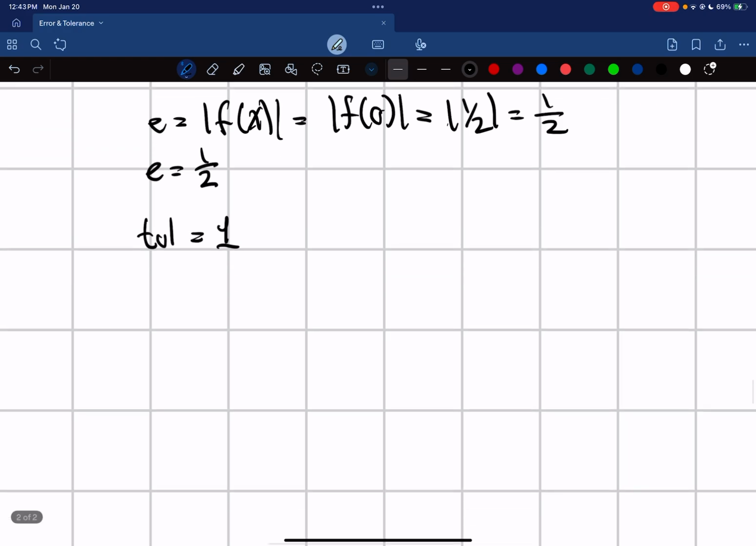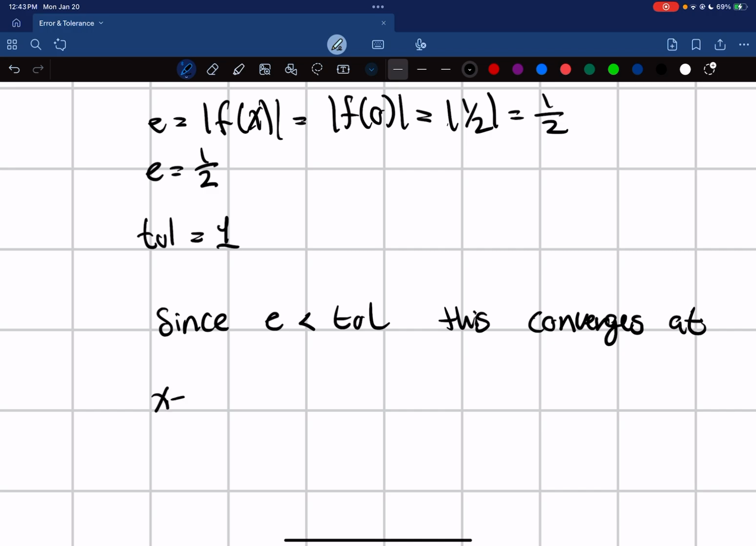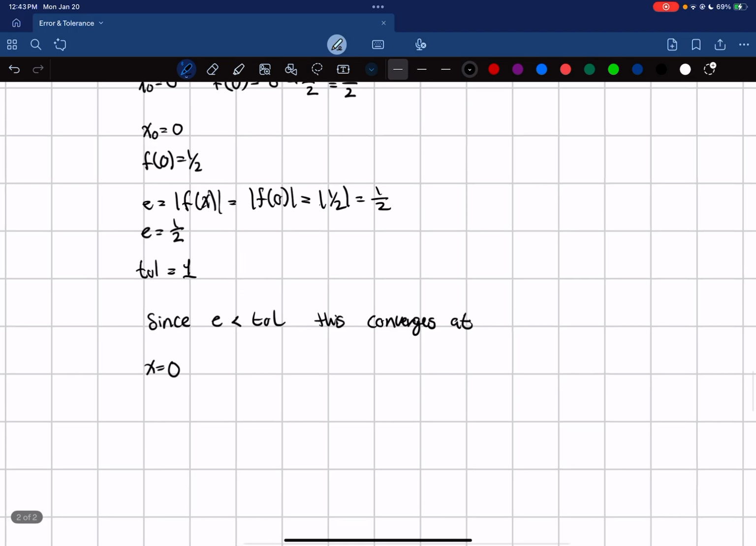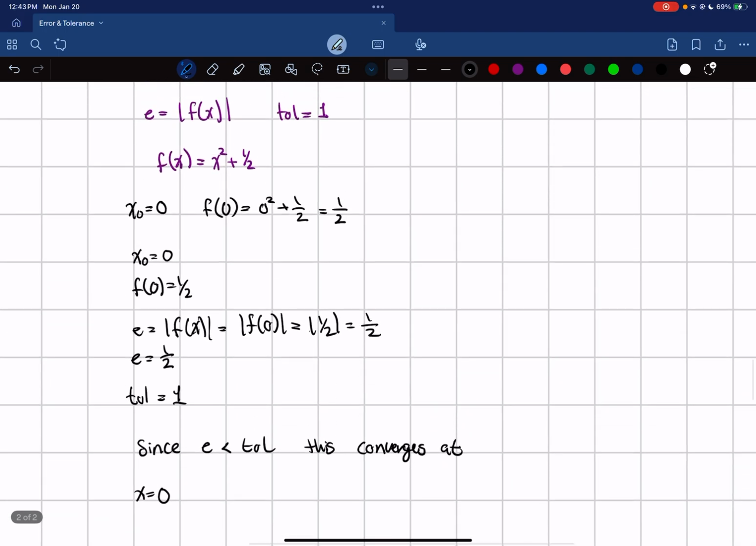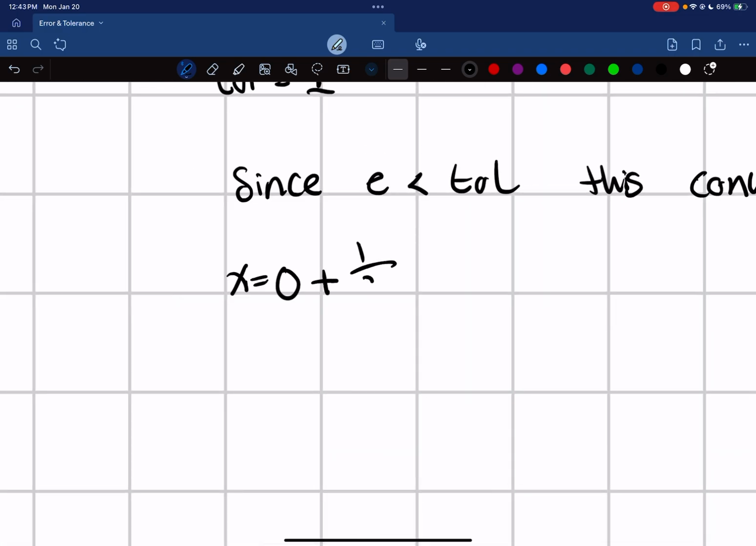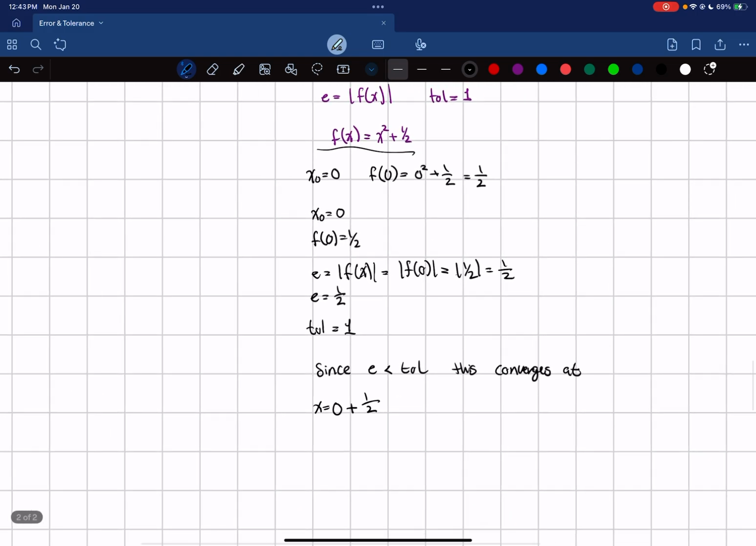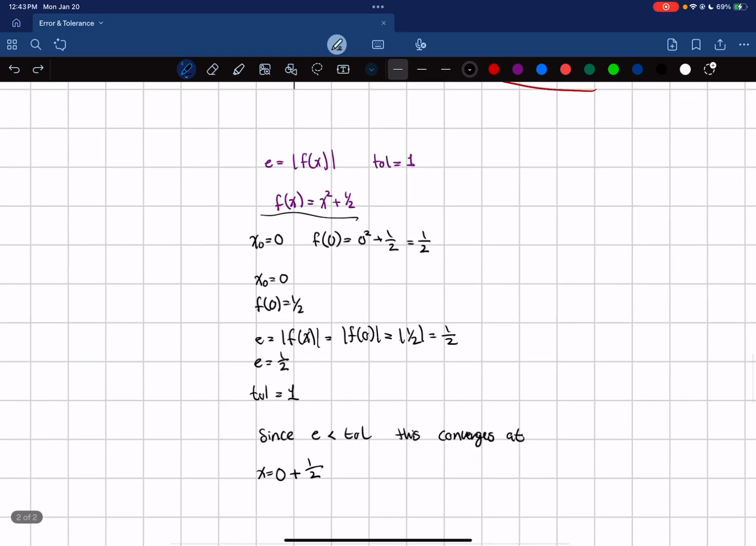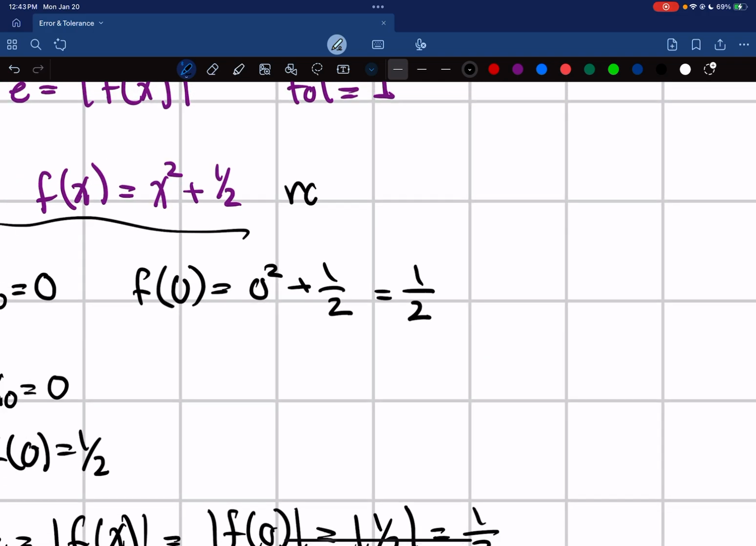And so what the algorithm is going to say, since E is lower than the tolerance, this converges at x equals 0. So you see now my algorithm says this function has a root at x equals 0 plus a half. That's my error, right? And so now you might think, oh, okay, this function has a root at 0 plus a half for the error, plus minus.